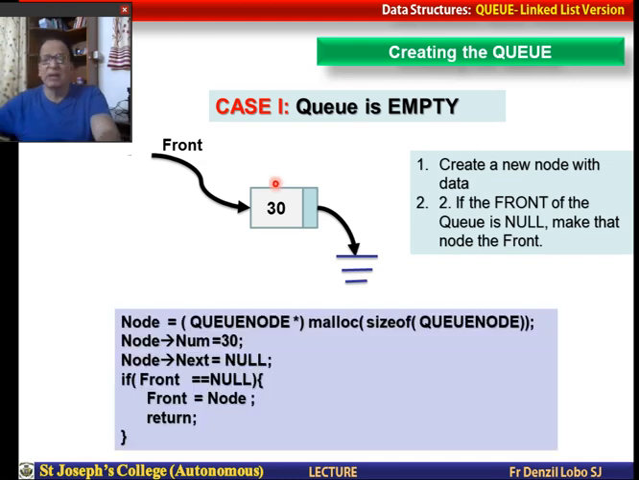Now case 2 would be, as you see here, I've created the node, I have assigned this number to that node, and if front is equal to null, front is equal to node, so I have assigned that node and return. Of course, instead of writing this code here, we are going to make use of that function, make queue node, and assign that 30 to that. That is what we are going to do in our next function. So this is what we do in case 1, when there is no queue or the front of the queue is empty or it is null.